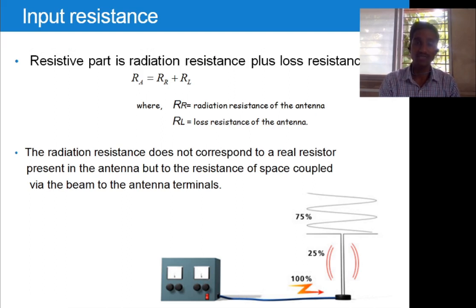So here I have shown in pictorial form the real part, that is the resistive part, Rr plus RL. If you provide some generated energy to the antenna, so this is the antenna structure, and you provide 100% energy to the antenna, out of that 100%, 25% of the energy is lost in the antenna as a resistive loss. This is the loss resistance of the antenna. So this is 25%, and 75% is the radiation resistance of the antenna.